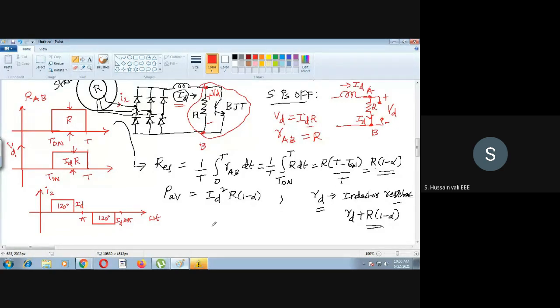Then for this current waveform, I want to find out the RMS value. That is, I2 RMS is equal to 1 by time period. So the general formula is 1 by time period, integral from 0 to time period. The time period here is 2 pi, so I will write directly 1 by 2 pi, here also 0 to 2 pi, I2 square d of omega t, over square root. This is the RMS value generally.